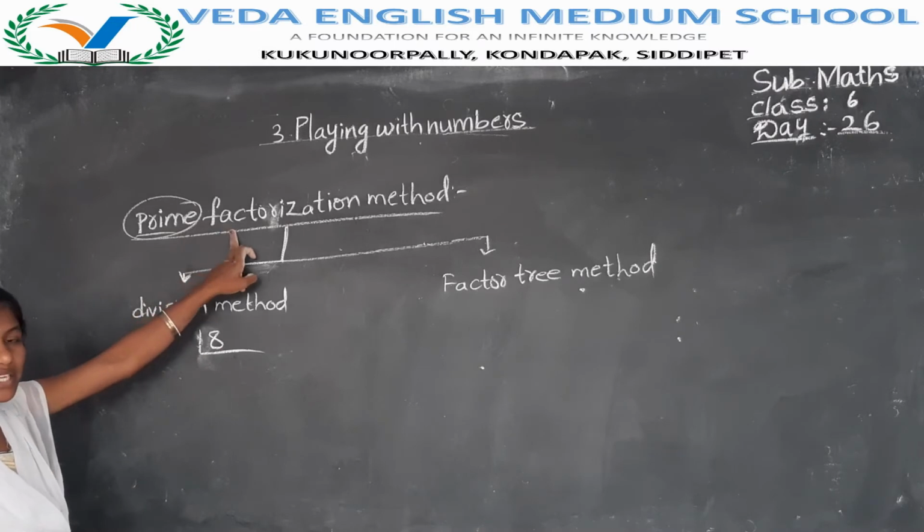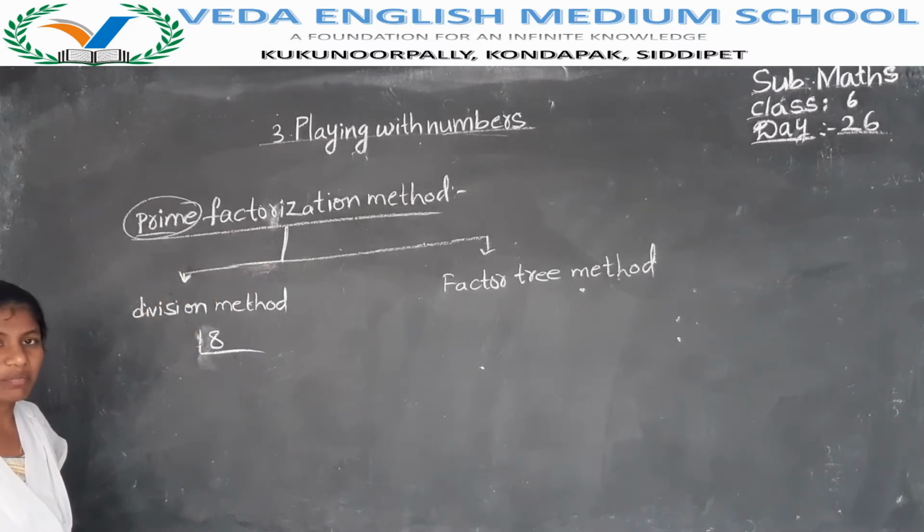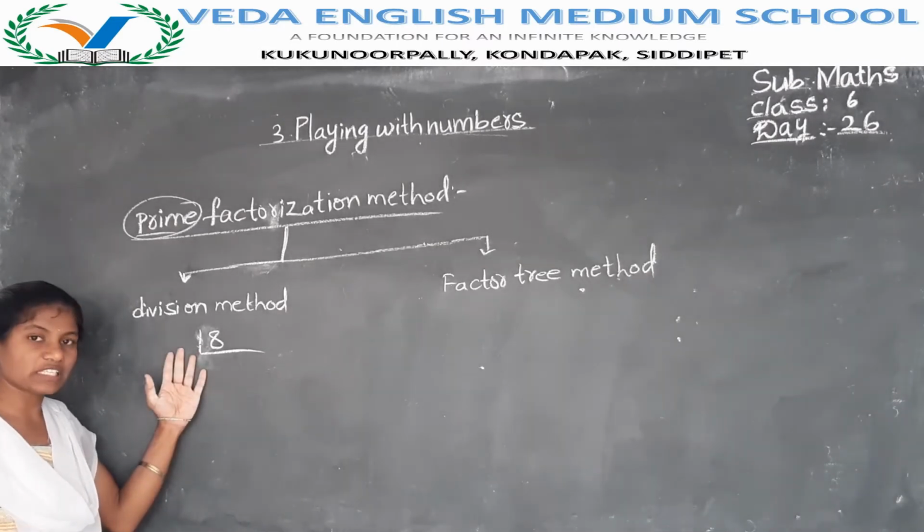Now I said prime factorization. While you are finding the prime factorization, you have to start the factorization from the least prime number. What is the least prime number? Least means the smallest prime number. What is the smallest prime number? 2 is the smallest prime number.